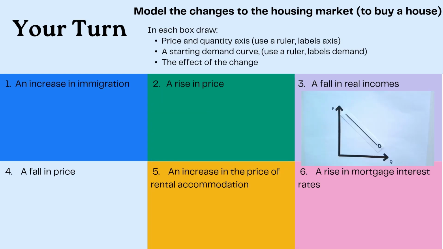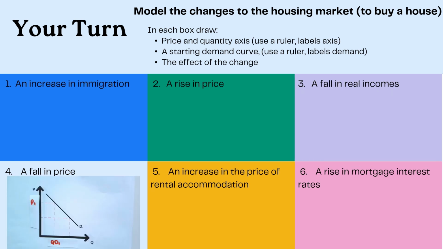If we saw a fall in real incomes, then individuals would have less money to spend on housing, and so we would expect to see a fall in demand, and it would shift to the left. If there was a fall in price of houses, then we would expect to see P1 go down. There would be a movement along the demand curve. We go from P1 to P2, and we'd see an increase in quantity demanded from QD1 to QD2.